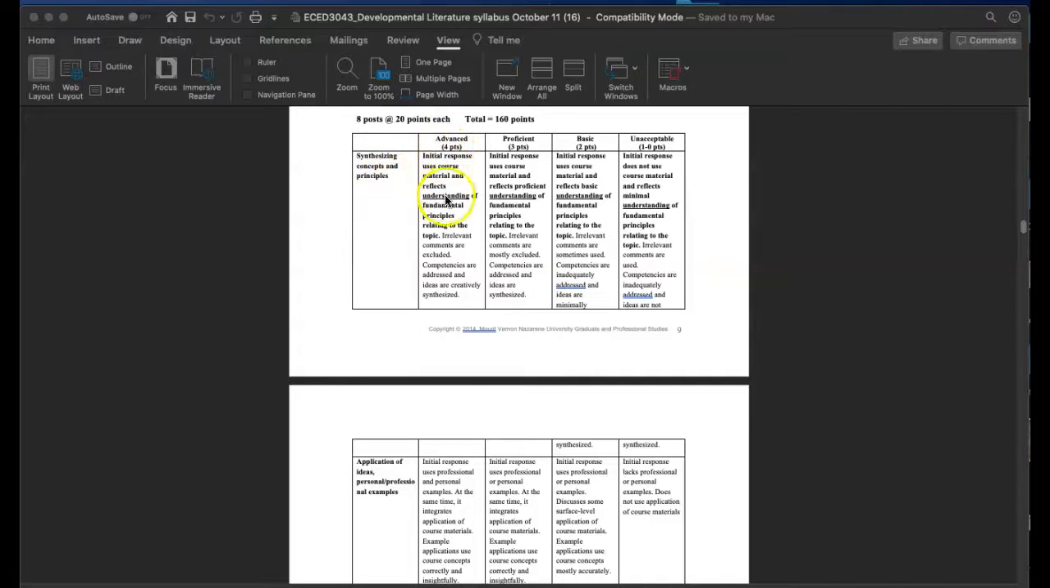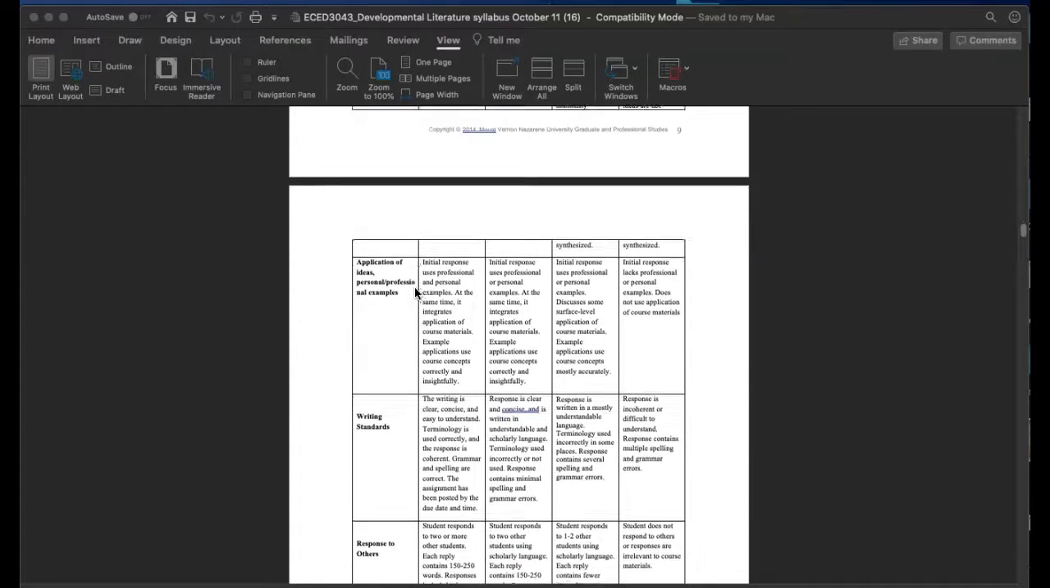Let's look at the advanced column. I'm going to be looking if you are synthesizing concepts and principles. In the initial response, do you use course material? Is it referenced and reflects understanding of the fundamental principles relating to the topic? Irrelevant comments are excluded. Competencies are addressed and ideas are creatively synthesized.